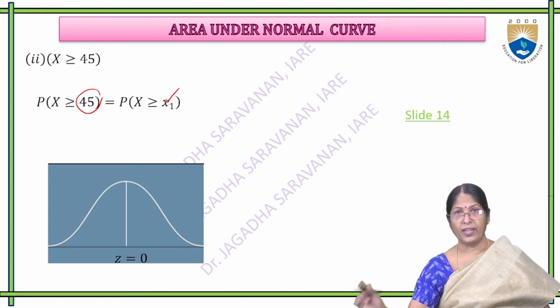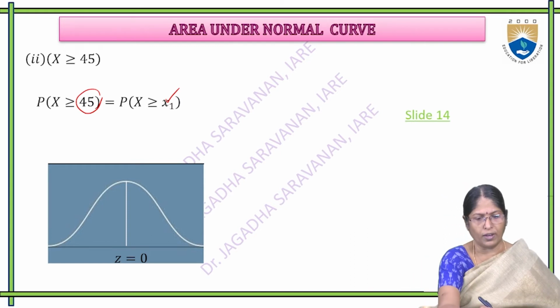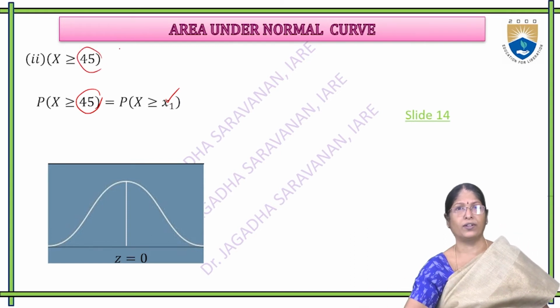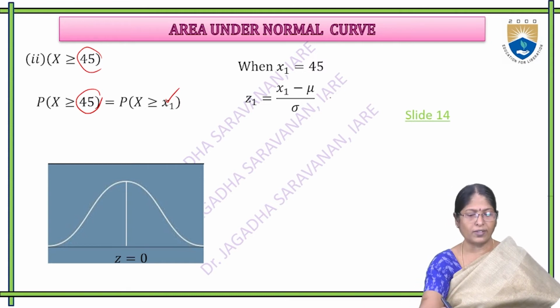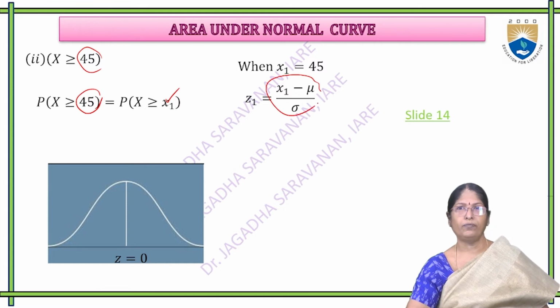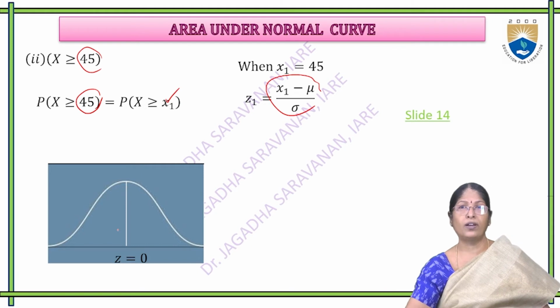Before, the problem was x lies between 26 and 40, two numbers, so 26 we took as x1 and 40 as x2. But here only one number is given, that 45, which we assume as x1. So when x1 equals 45, we have to convert it into z1. This is the change of scale from x1 to z1. Only then is it possible for us to plot it on the normal curve.